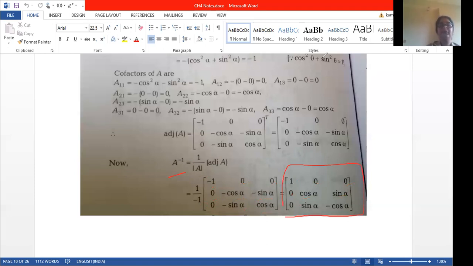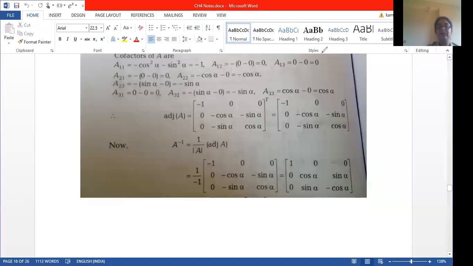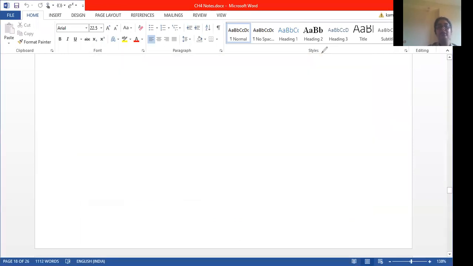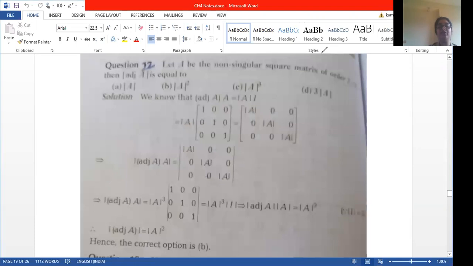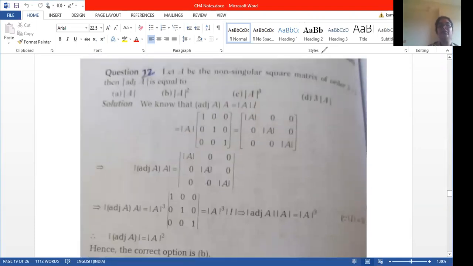Now, next we will do questions based on system of linear equations. One more question is there. This is an important one. So please just see the question.